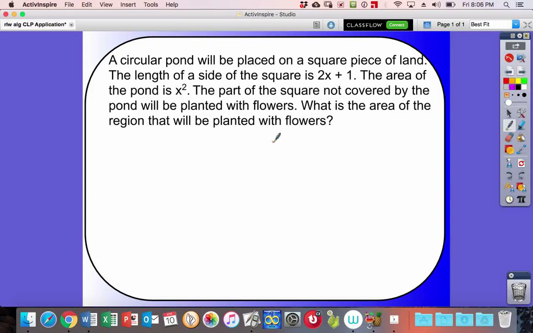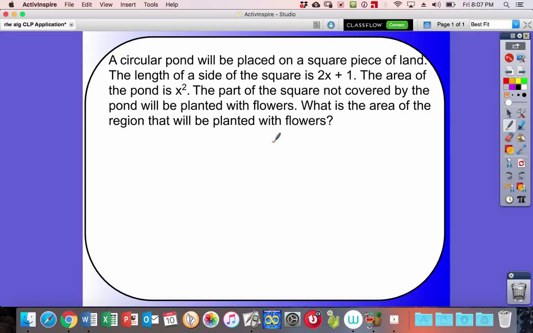I wanted to go over one application problem with you, and I think I gave you like two of them on an assignment that we do quite often with polynomials. Now we did most of the ones with the frame and the picture, so I wanted to do one that wasn't all squares. So I have a circular pond. I'm going to read this, and then we'll go over it.